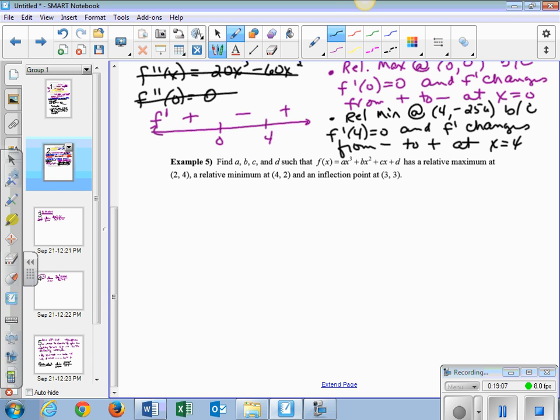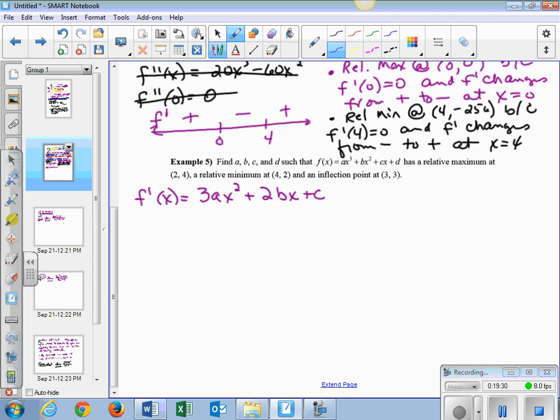Okay, so here are my hints for you. Let's see if you're heading in the right direction. I know that I have maximums and minimums, so that means I have a first derivative that I need to look at. So I'm going to go over here and say, what is my first derivative? My first derivative is 3ax squared plus 2bx plus c.